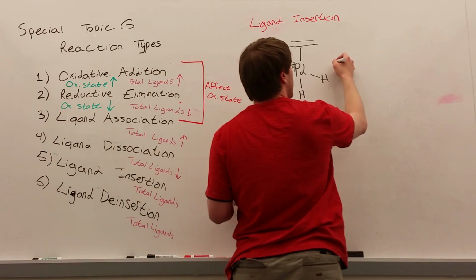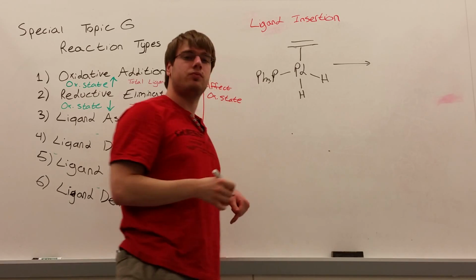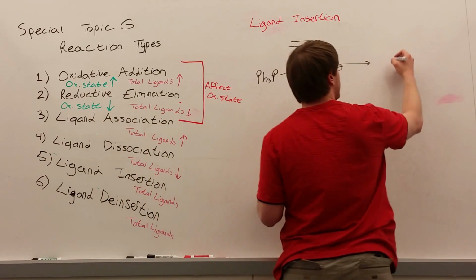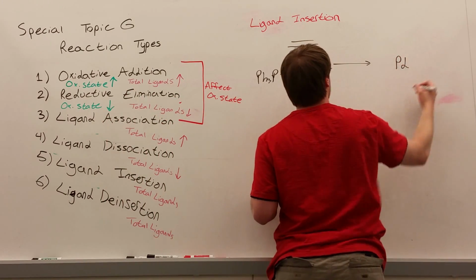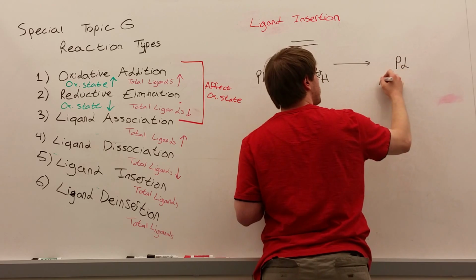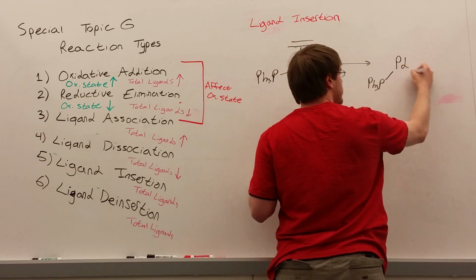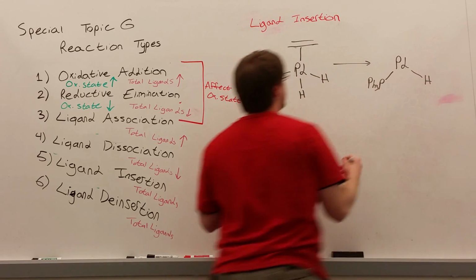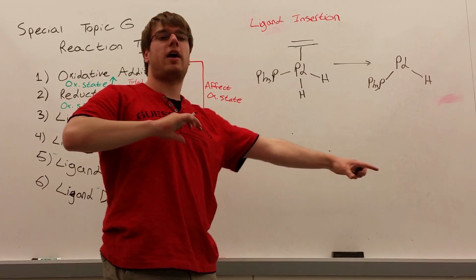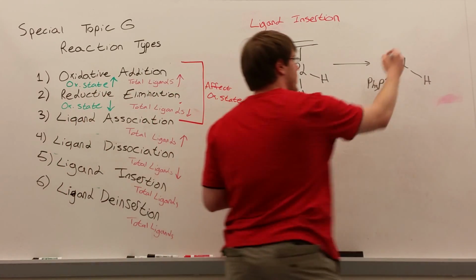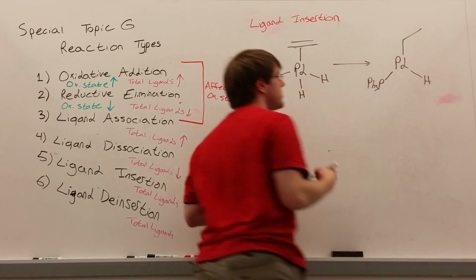Okay. Now over the arrow, you're not going to see anything. And then as a product, you're going to see your palladium with the PPh3 untouched. And you still have a hydrogen, but now instead of having an associated double bond, you're going to have an actual carbon attached to the palladium. You're going to have this.